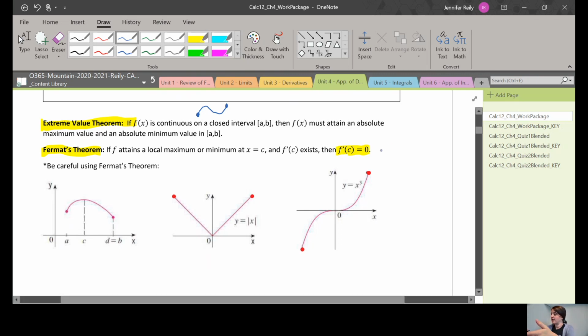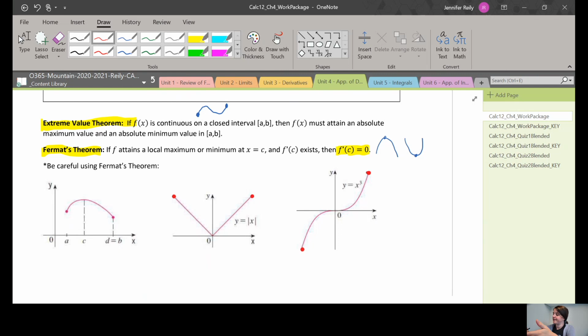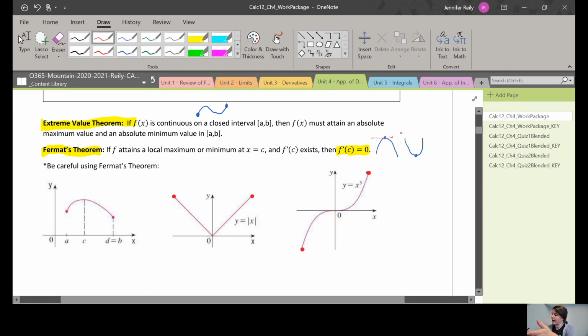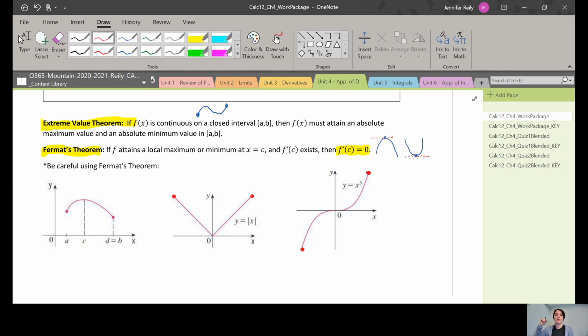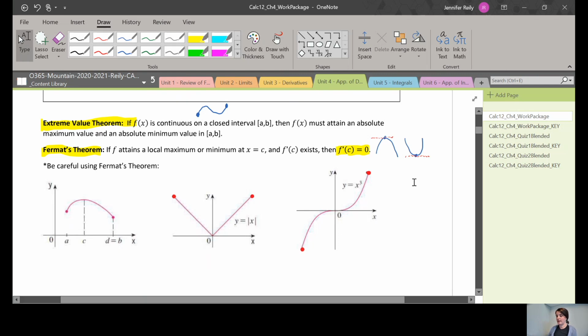So that means your max or min is always going to look like this, if the derivative is defined. Right, and there's always going to be that horizontal tangent line there. So the slope at that maximum or minimum point is always going to be zero. That's what this theorem is saying.